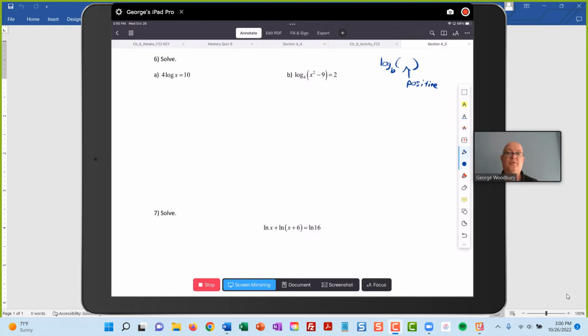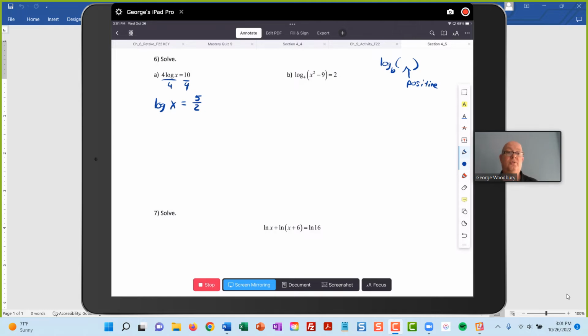We have three equations to solve here. The first two are similar. You want to isolate the logarithm, convert it to exponential form, and then solve what you have. So here in the first one, 4 times the common logarithm of x equals 10. The first thing I can do is divide both sides by 4 to isolate the logarithm. Log of x equals 10 divided by 4, or 5/2. You could write that as 2.5 if you wanted to, because it works out to be exactly 2.5.